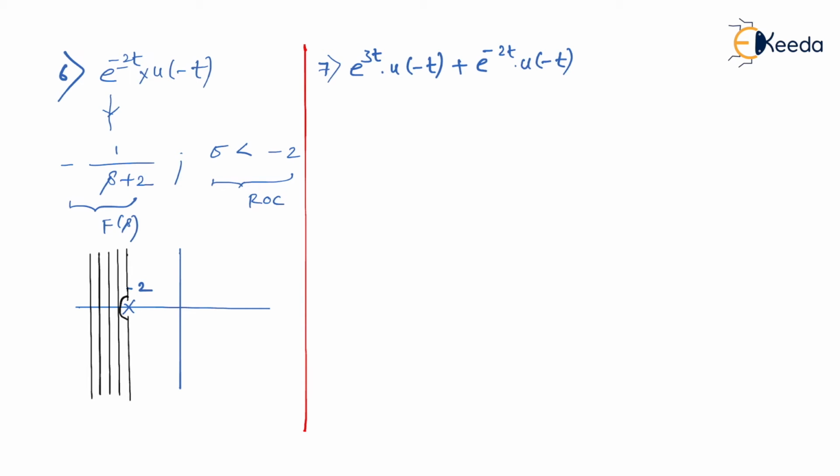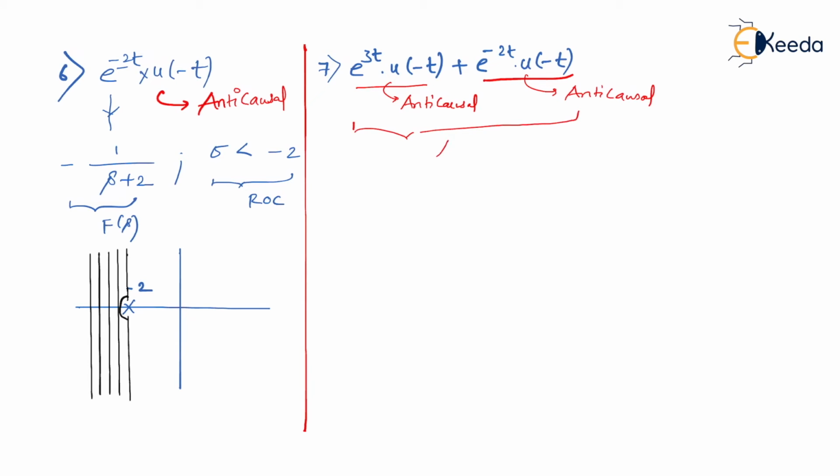So I would declare the function which is given in question number 6 is anti-causal. What about over here? This is also anti-causal. This is also anti-causal. And of course, the linear combination of anti-causal signals together will always be anti-causal only.